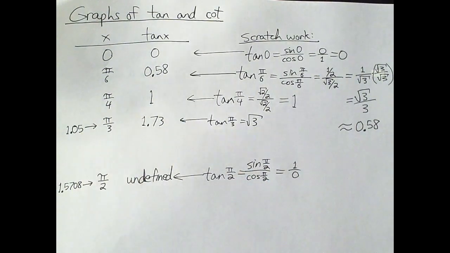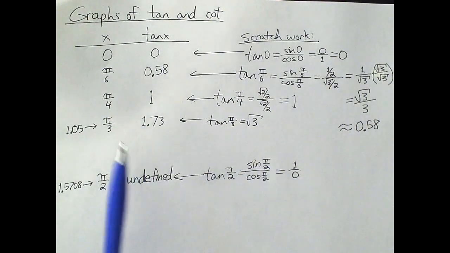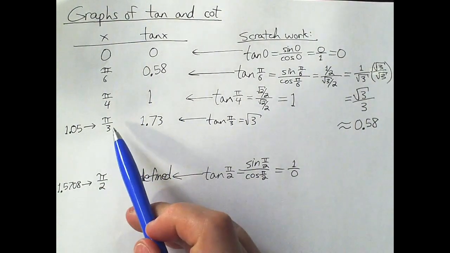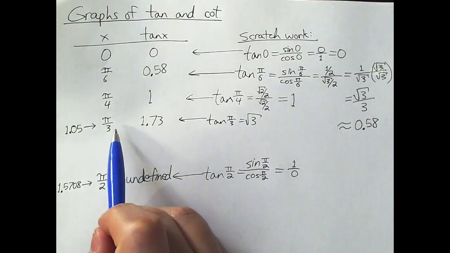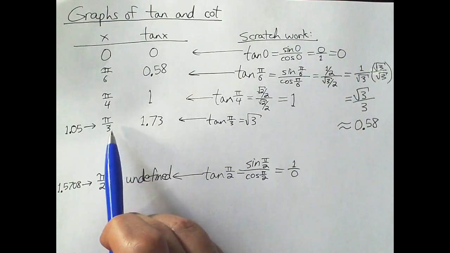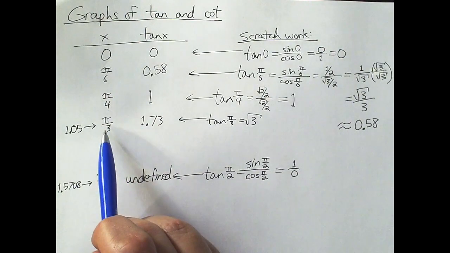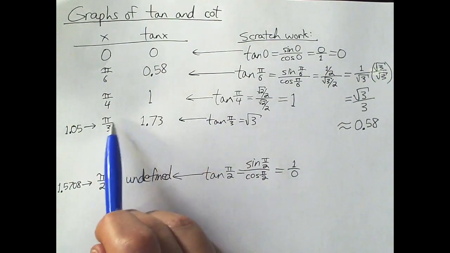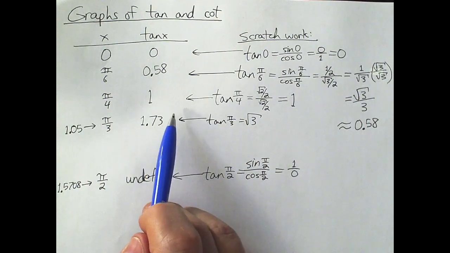I left some space here because I want to fill in some extra points that I found with a calculator, because I'm basically wondering what is happening between this point and this point. We have pi over 3, comma, square root of 3. That's a perfectly valid point that will be on our graph.